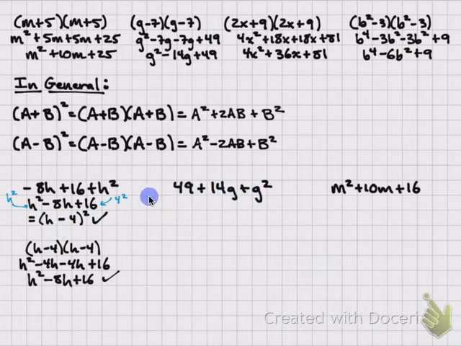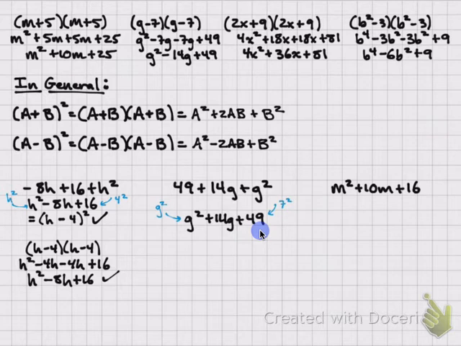Let's go ahead and put this in standard form right away. G squared plus 14g plus 49. Awesome. Any common factors? No common factors. Let's take a look at this first term, g squared. That is definitely a perfect square. It is the square of g. 49, is that a perfect square? Absolutely. That is the square of 7.